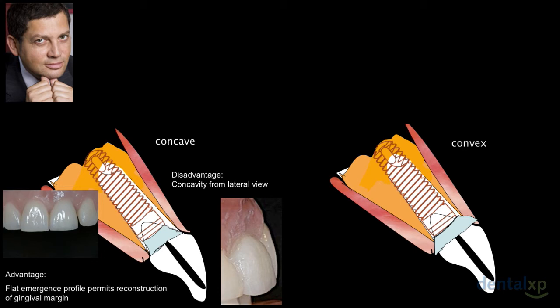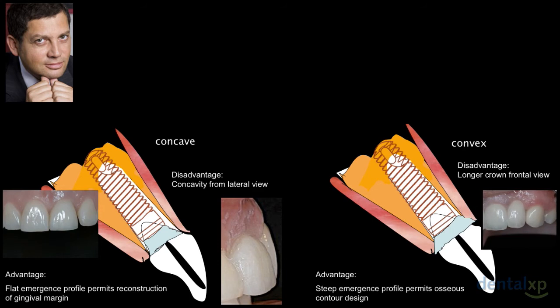When we look at the convex emergence profile at the buccal aspect of the implant, then a convex emergence profile would have advantages and disadvantages. The advantage of a steep emergence profile or a convex emergence profile will lead to a recession of the soft tissue because the soft tissue is going to be very thin.